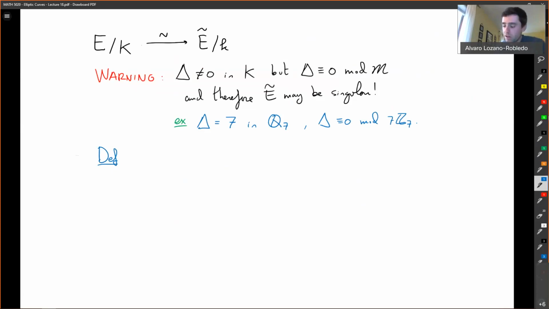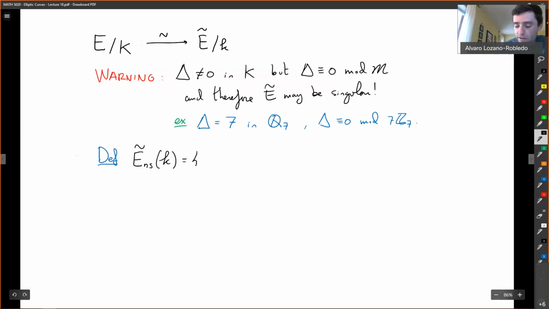All right, so we're going to define some subgroups of E of K according to the reduction of its points. So first of all, I'm going to define the non-singular points on E over the residue field.